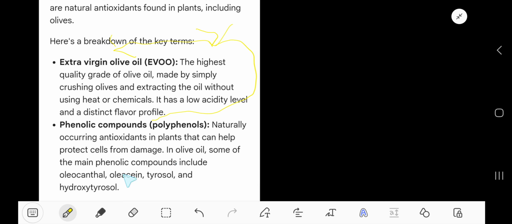In olive oil, some of the main phenolic compounds include oleocanthal, oleacein, tyrosol, and hydroxytyrosol.